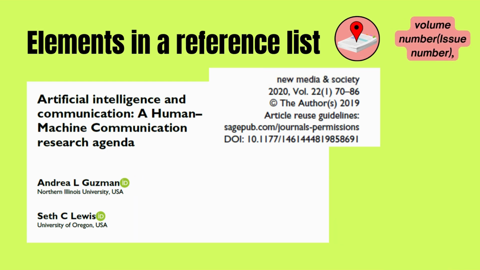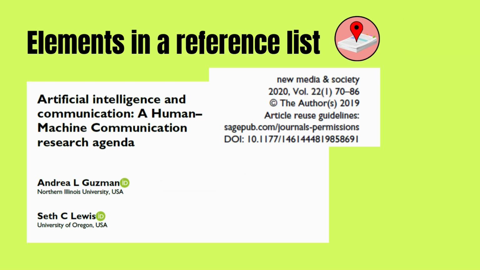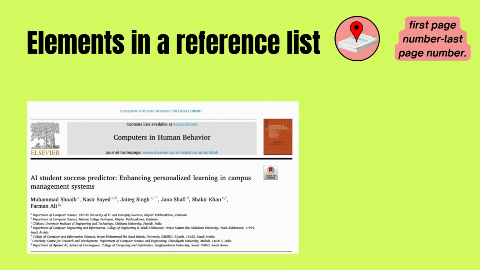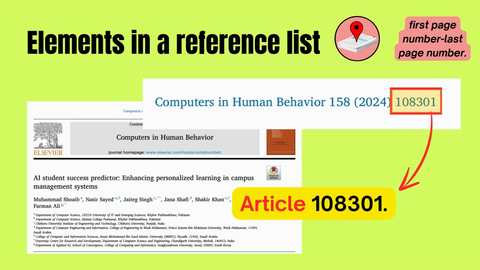Following the journal title, include the volume number in italics and then the issue number in parentheses, such as volume 22, issue 1. After that, you include the page range for the article, such as pages 70 through 86. If the journal article has an article number instead of a page range, include the word article and then the article number instead of the page range.